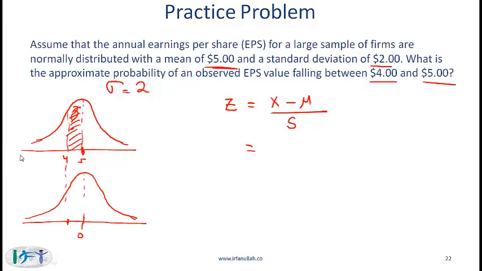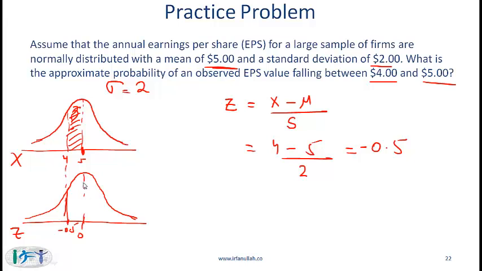The x value is 4. What is the corresponding z value? That is 4 minus the mean, which is 5, divided by the standard deviation, which is 2. So we have 4 minus 5 over 2, which is equal to minus 0.5. So we have minus 0.5 over here.